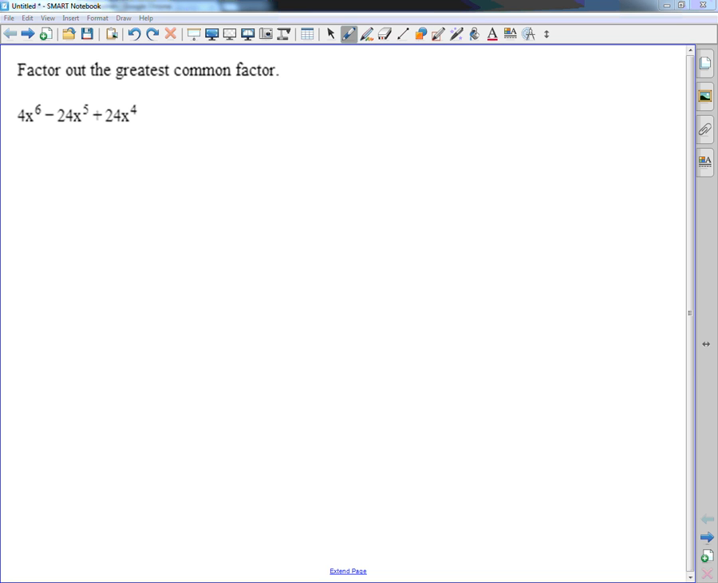Hello class, today we're going to look at factoring out the greatest common factor, also known as the GCF, because of the first letters in each word of the greatest common factor. The best way to find it and factor it out is to break each term down into its prime factors. Finding the greatest common factor, or taking out the GCF, should be the first thing you do for all factoring that we're working with.